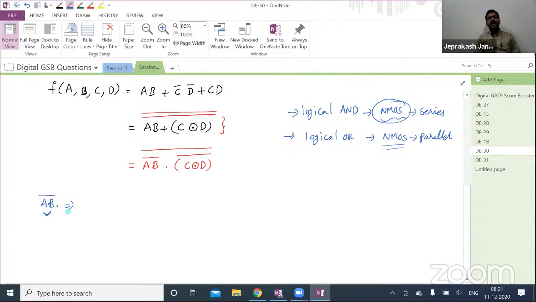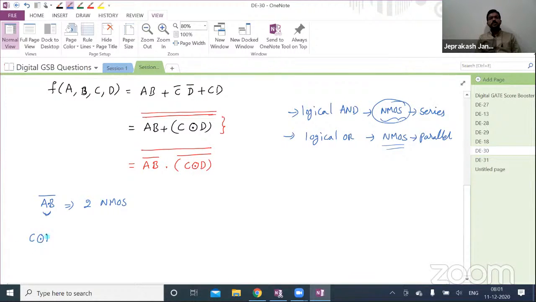Here under the complement you have two variables, among which a logical AND operation is there. So you require two NMOS transistors. Just focus only on NMOS. The same number you will get for PMOS also. Okay, fine. Next one is what?